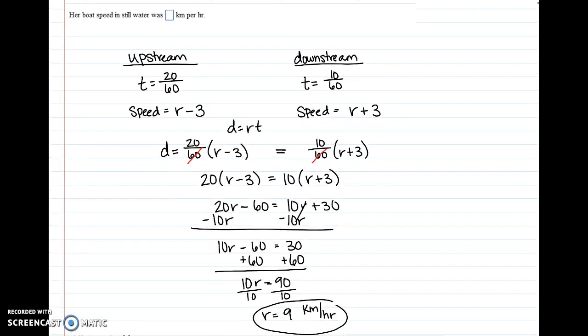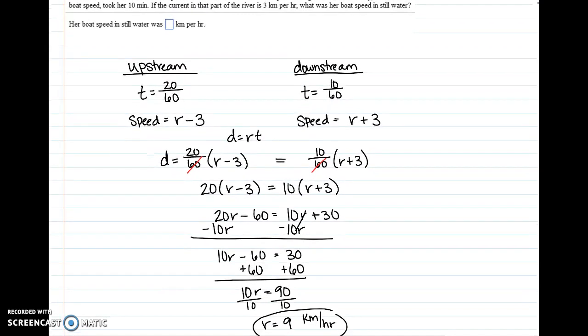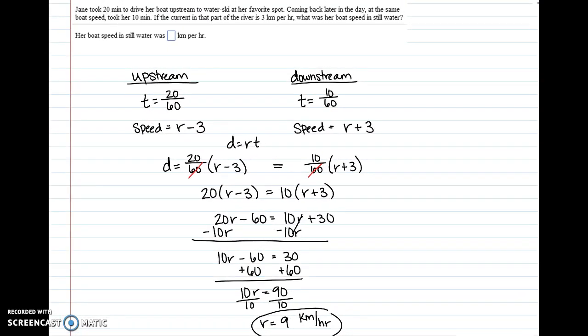So then we ask ourselves, is this what we were asked to find? Her boat speed in still water? Why, yes. Why, yes, it is. Good for us. We are done.